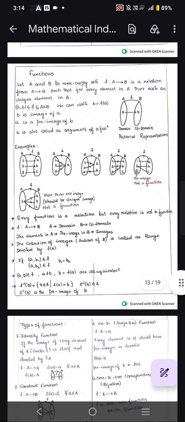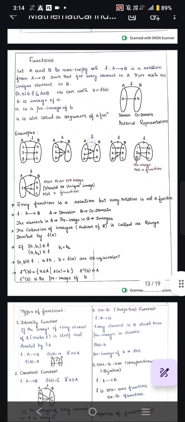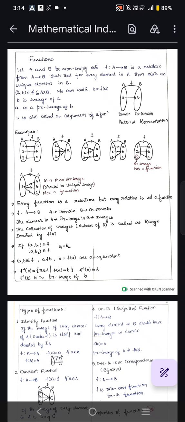Our today's concept is functions. Let A and B be non-empty sets. A to B is a relation from A to B, such that for every element of A there exists a unique element in B. Only then can you say it is a function.